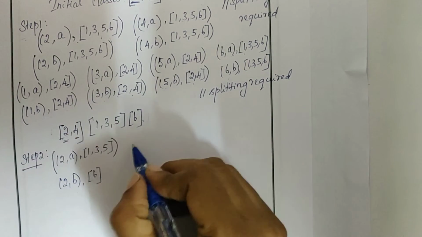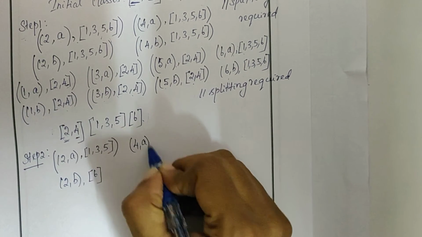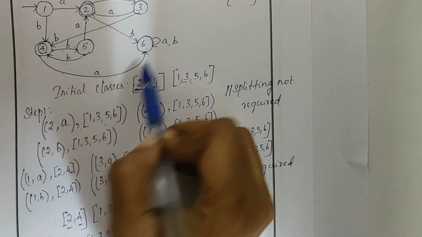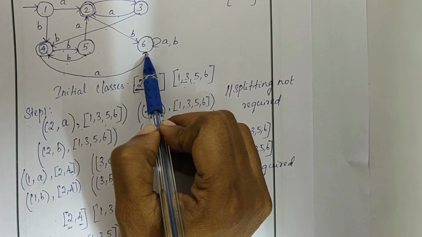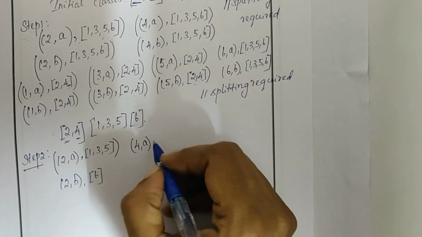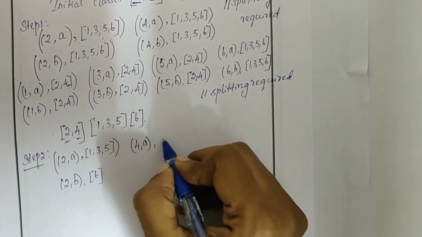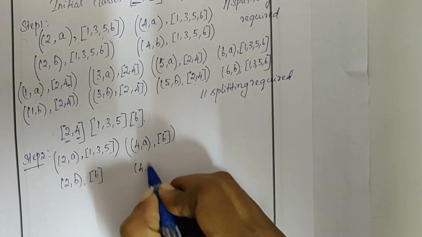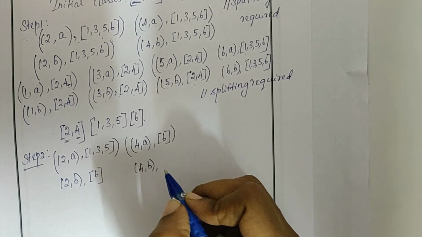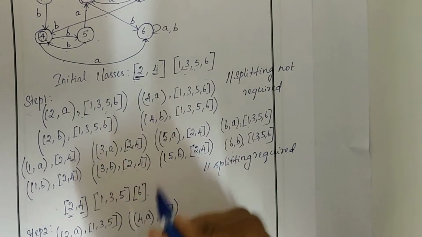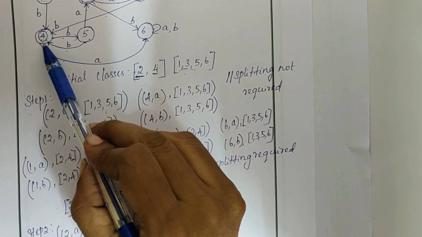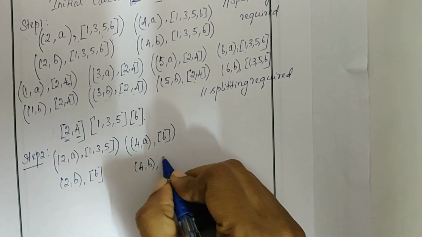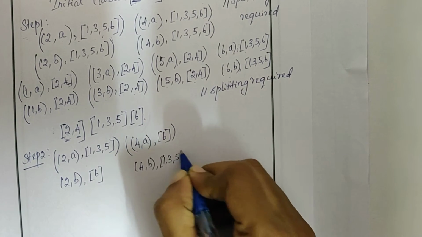Now I have to do it for 4. So 4 comma A, 4A. 4, when it takes A input, is moving to 6. Right? 6 is in a separate class, so I'll write it as it is. Next 4B. Where is 4 here? 4, when it takes B input, is moving to 5. So it is 1, 3, 5.